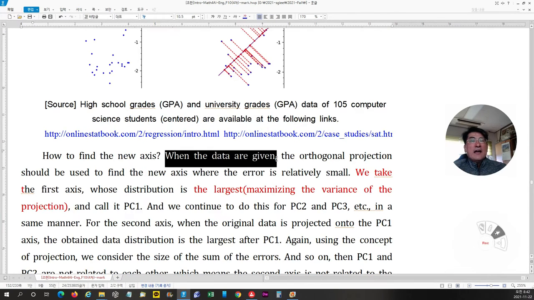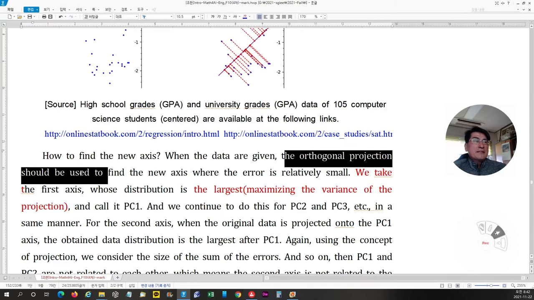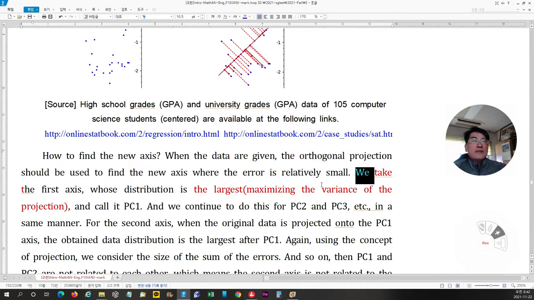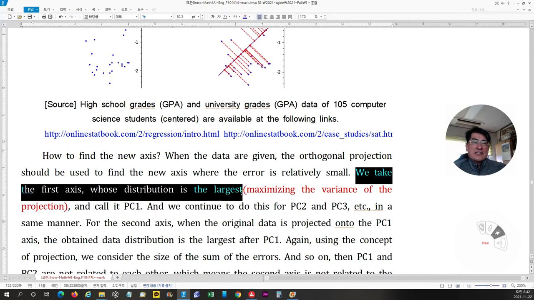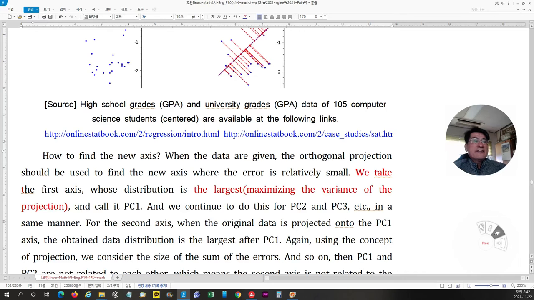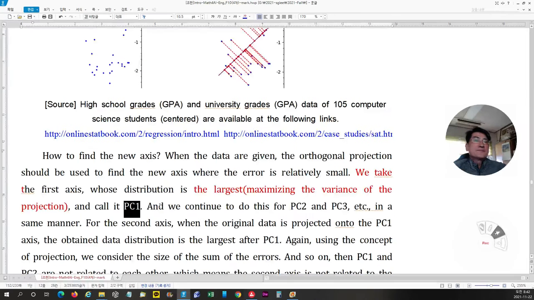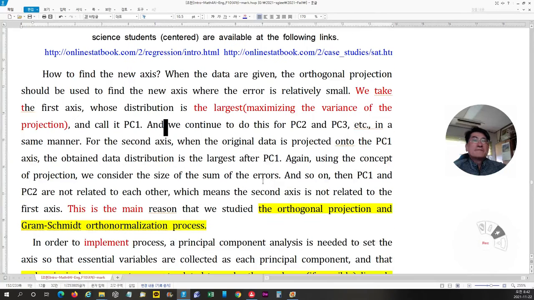When the data are given, the orthogonal projection should be used to find the new axis where the error is relatively small. So we take the first axis whose distribution is the largest, maximizing the variance of the projection. And we call it PC1. And we continue to do this for PC2 and PC3, etc., in the same manner.